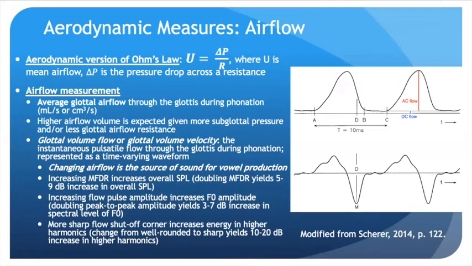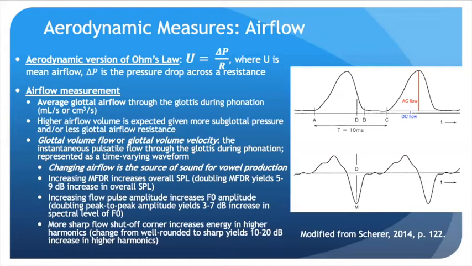So one of the main aerodynamic measurements is average glottal airflow through the glottis during phonation. This is measured in milliliters a second or centimeters cubed a second, and this is the same: 1 ml a second is the same as 1 centimeter cubed a second. Higher airflow volume is expected given more subglottal pressure and/or less glottal airflow resistance, right? So when this is higher, this is higher. When this is higher, this is lower.